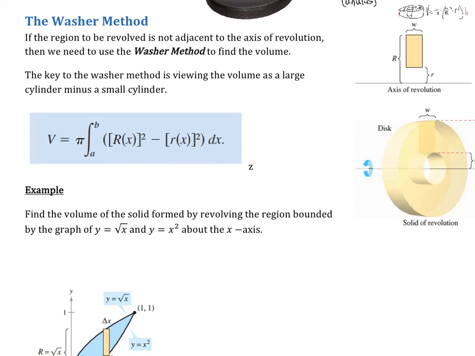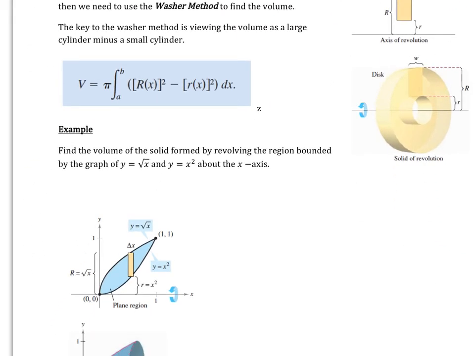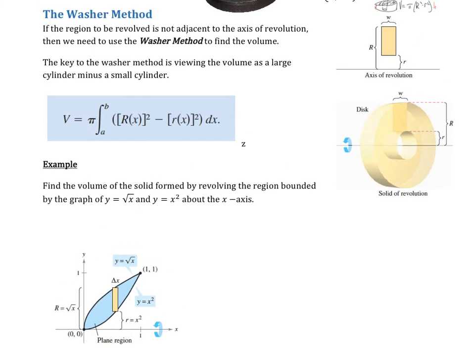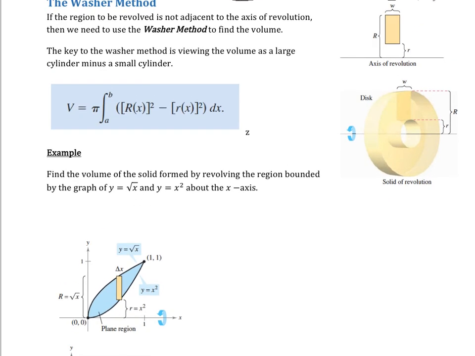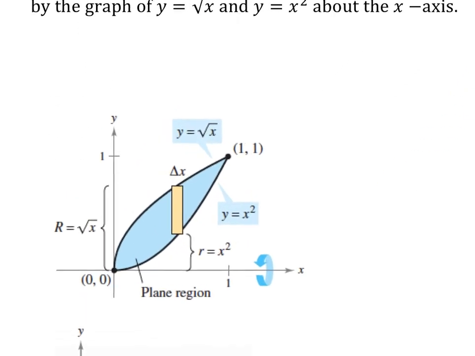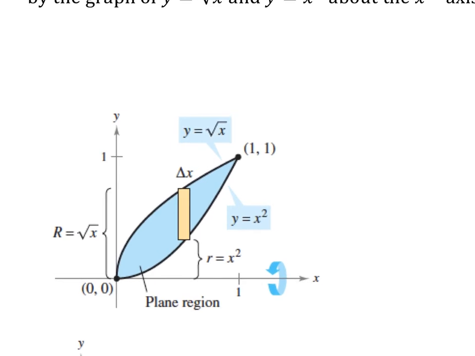All right, so here's an example. We want to take this shape and revolve it around the x-axis, the region between y equals square root of x and y equals x squared. The area between these, we've looked at. Here's the region in between. It looks kind of like a leaf or a flower petal or something like that.